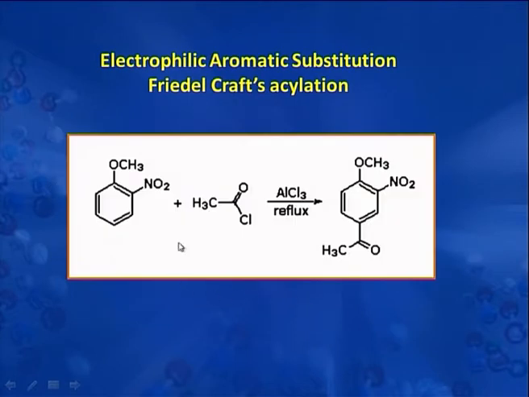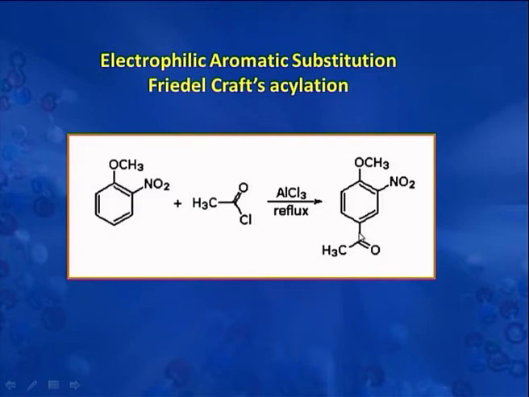We will discuss it with the help of this example. Here in this benzene ring we have a nitro group, which is electron withdrawing, and we have a methoxy group, which is electron releasing. Now, when acyl chloride or acid chloride is treated with this ortho nitroanisole in presence of Lewis acid aluminum chloride, the acyl group CH3CO goes to the para position with respect to the methoxy group and the meta position with respect to the nitro group.